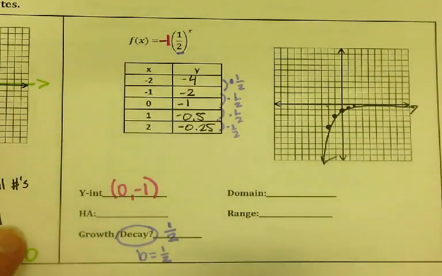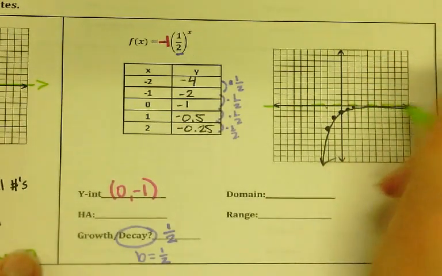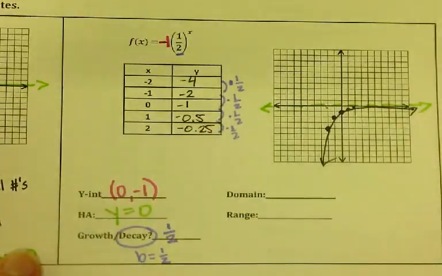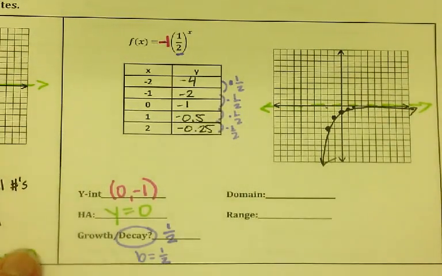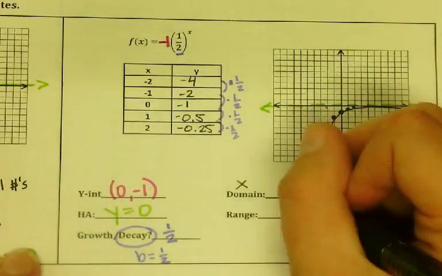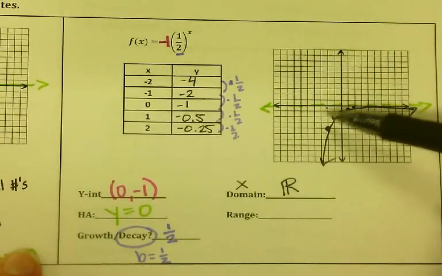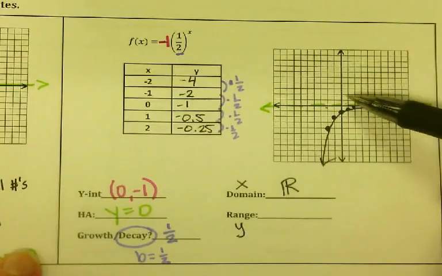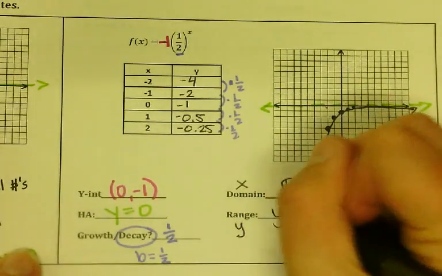So now let's go ahead and fill in the rest of our information here. So once again, guys, my horizontal asymptote is that default, that y is equal to 0. My domain is going to be, let's see here, my x values. They go forever to the left, forever to the right. So that means that my domain is all real numbers. And then, guys, my range are my y values. And this time, my y values are not greater than 0. My y values are less than 0. They are never equal to 0.